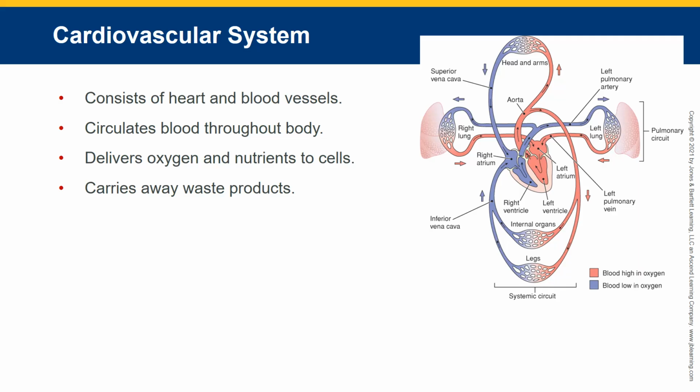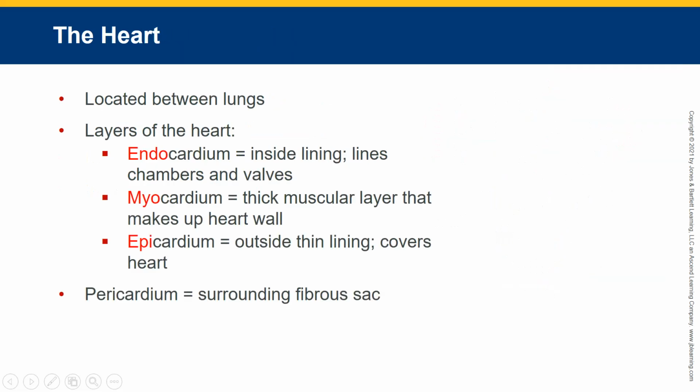It delivers oxygen and nutrients to cells, and it carries away waste products. So we're going to look at this process in just a minute. We're going to look at blood vessels, arteries and veins, and some subunits. We're going to look at the lungs, and we're going to look at the heart in some detail.